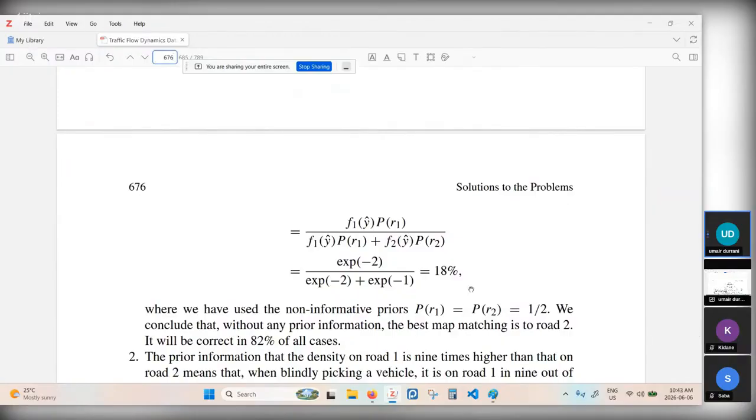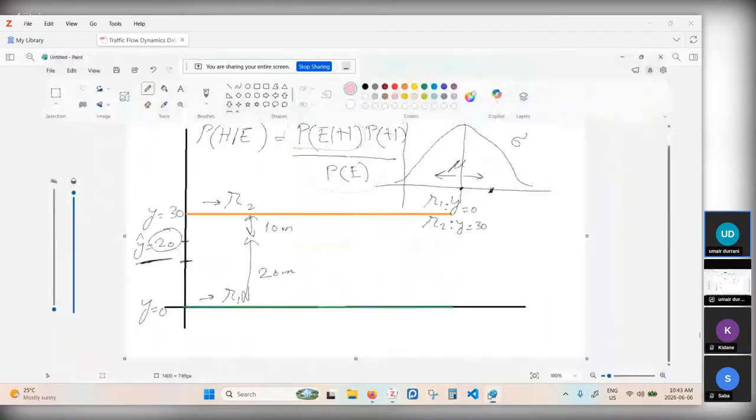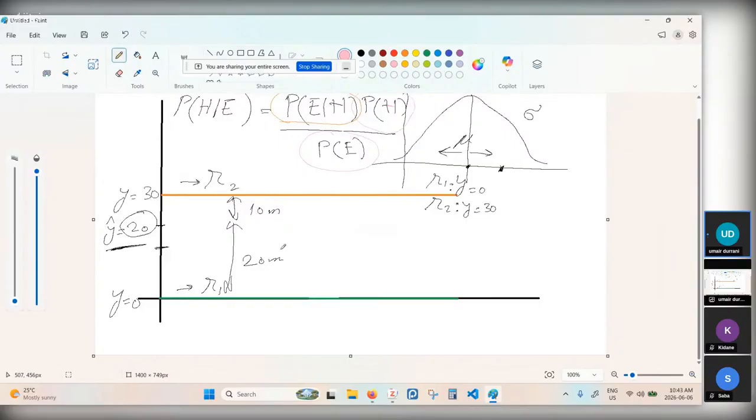So 100% minus 18% would be 82%. So for R1, the probability was 18%. For R2, the probability is 82%, which means that it is highly likely that the vehicle was actually on R2 rather than on R1.